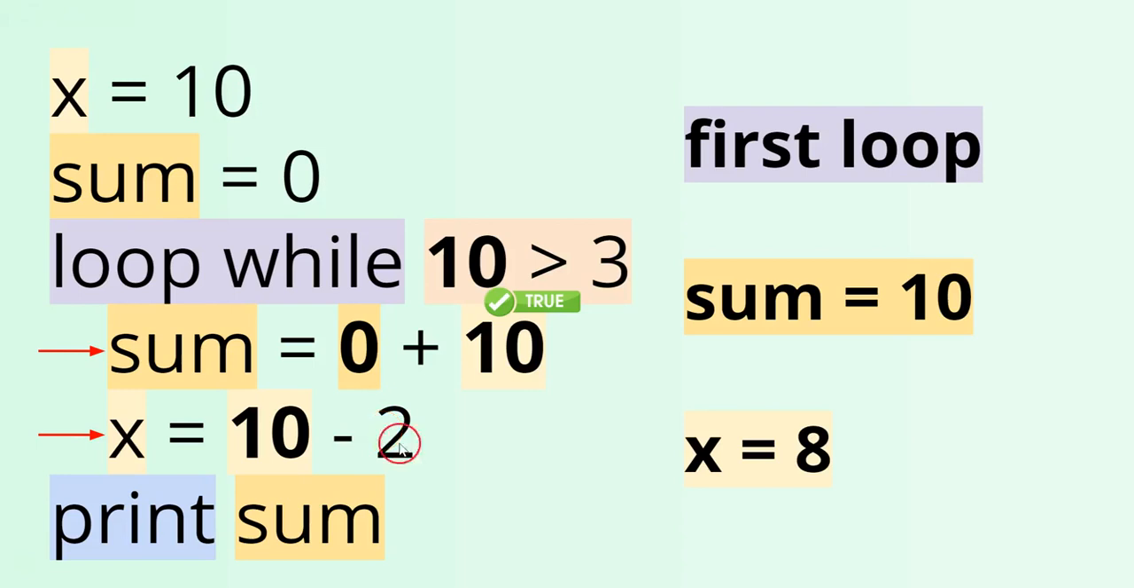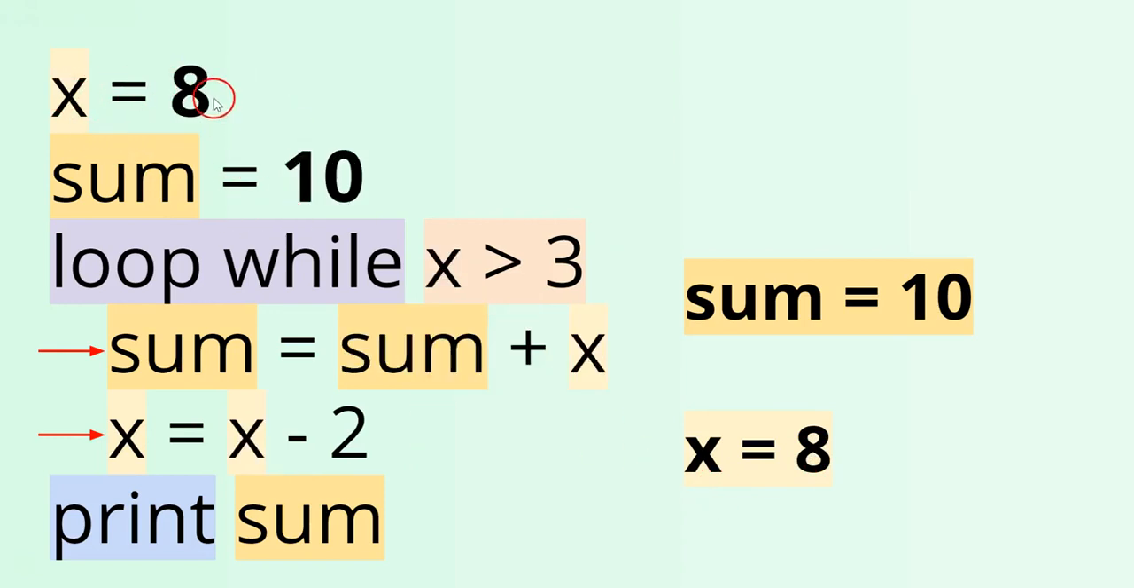And that leaves us where? That leaves us with a sum of 10, right? Sum equals 0 plus 10. Now it equals 10 instead of 0. And it leaves us with an x of 8, because 10 minus 2 equals 8. So let's change those variables up here. X is now 8. Sum is now 10.